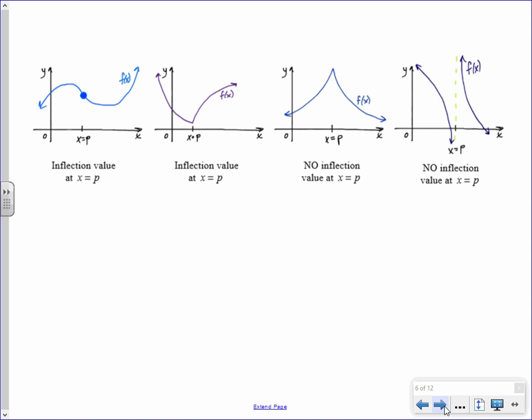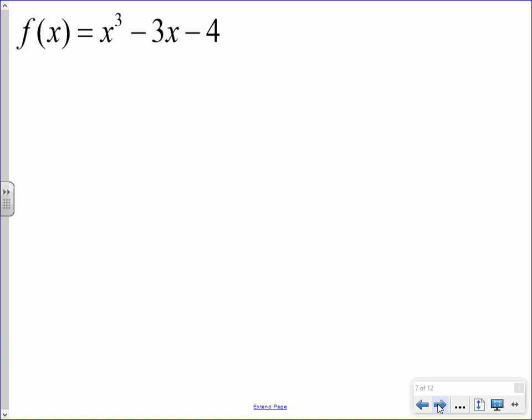So today we're focusing on intervals of concavity and inflection points. It's going to feel very familiar. It's going to be very similar to what we did on Tuesday, except we're dealing with the second derivative. So we will start off simple.